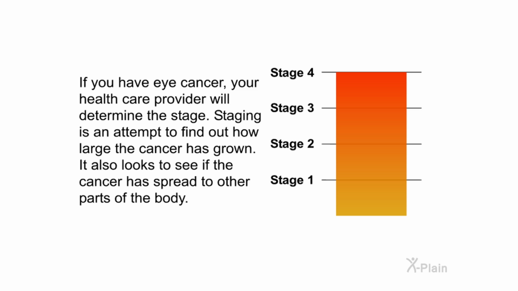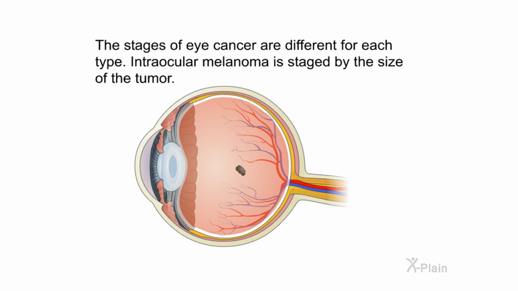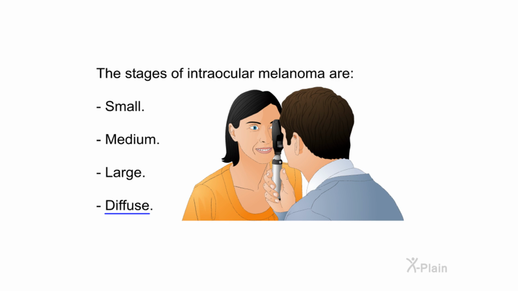Staging. If you have eye cancer, your healthcare provider will determine the stage. Staging is an attempt to find out how large the cancer has grown. It also looks to see if the cancer has spread to other parts of the body. The stages of eye cancer are different for each type. Intraocular melanoma is staged by the size of the tumor. The stages of intraocular melanoma are small, medium, large, diffuse.